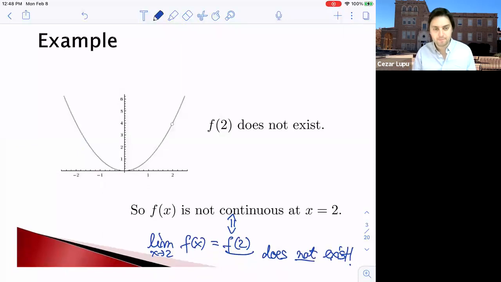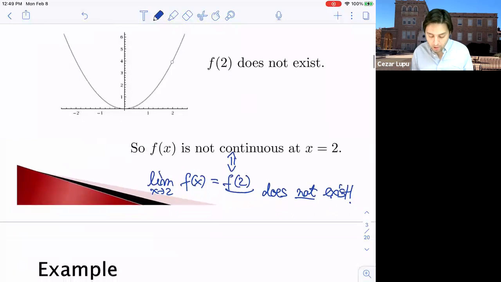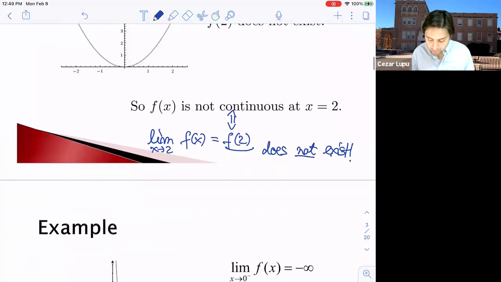So that's it. This is an example of a function, in this case f of x equals x squared, where f of 2 does not exist, so it's taken outside of the domain, sorry, the range, and then there is no way for this function to be continuous. So this is just an example, right? And now let's see another example.